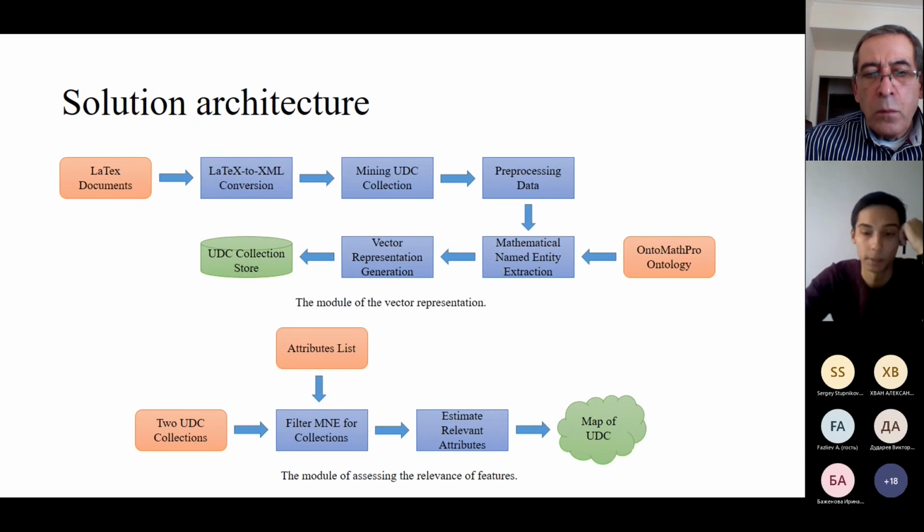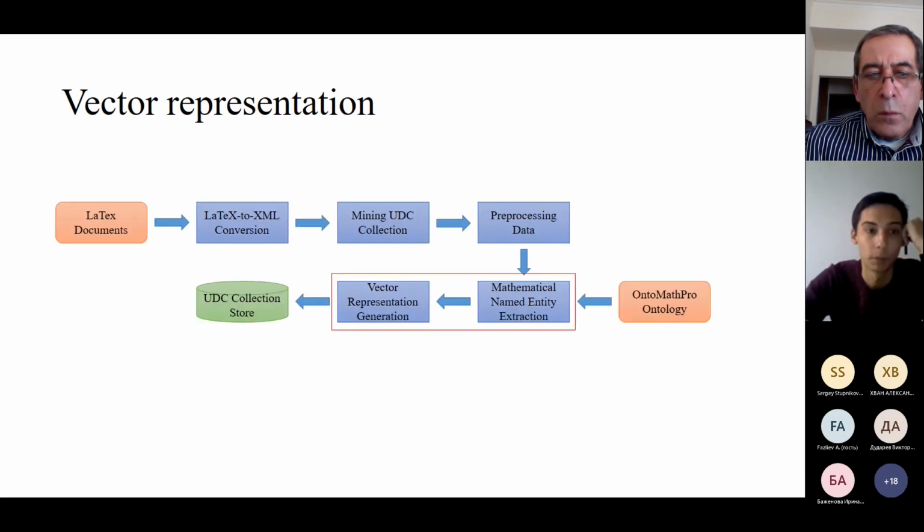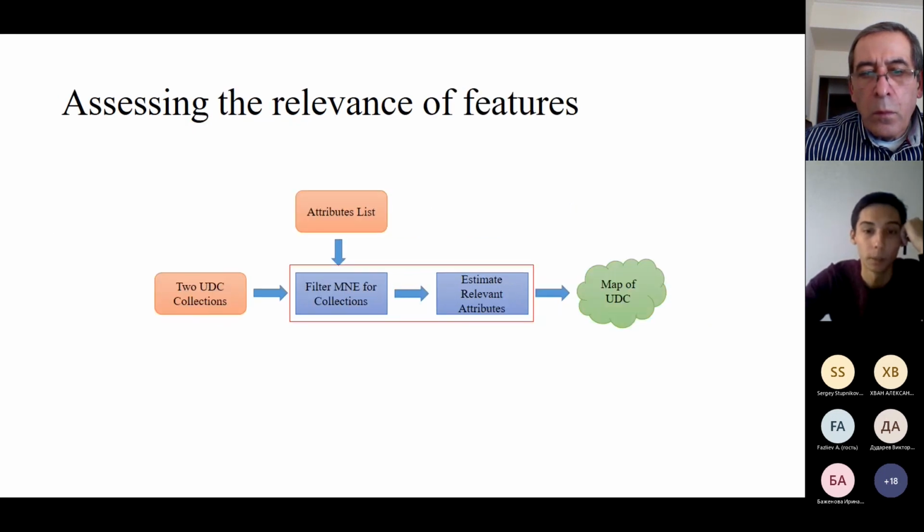На слайде представлена архитектура нашего прототипа. Она содержит два модуля. Первый модуль отвечает за преобразование статей в формат XML. Все статьи в нашей коллекции – это статьи в формате XML. Также он отвечает за извлечение математических сущностей и построение вектора документа на основе словаря онтологии. Второй модуль отвечает за оценку релевантности признаков.